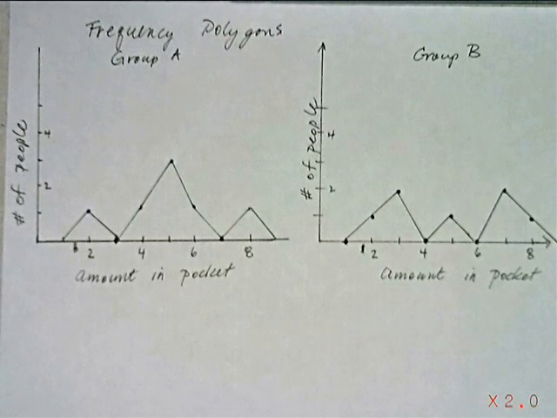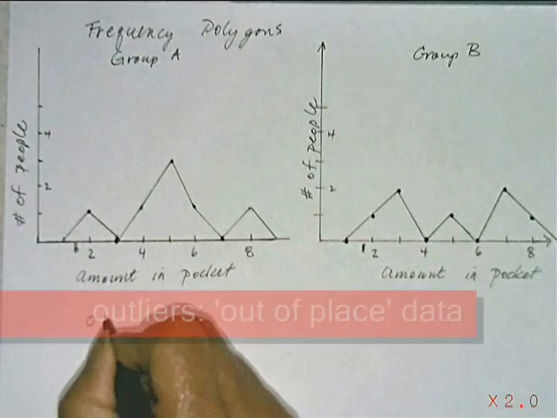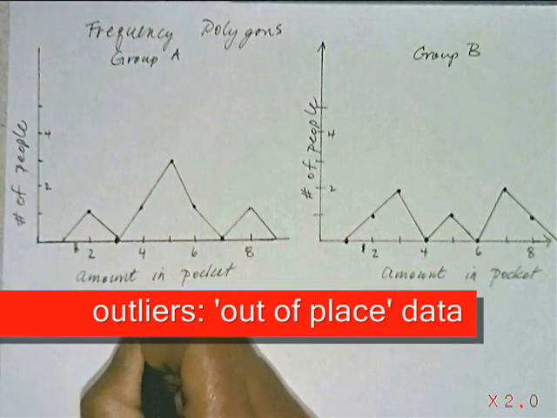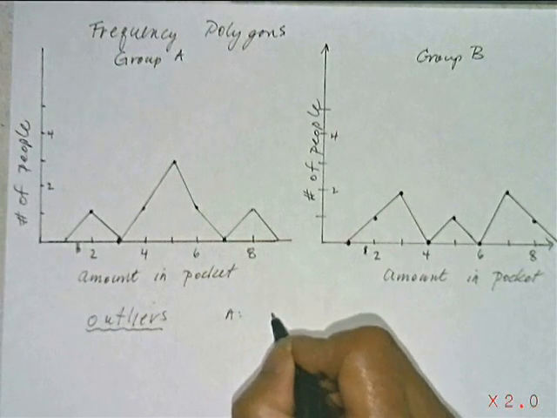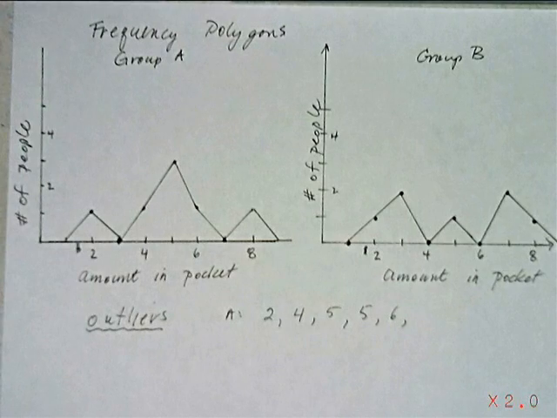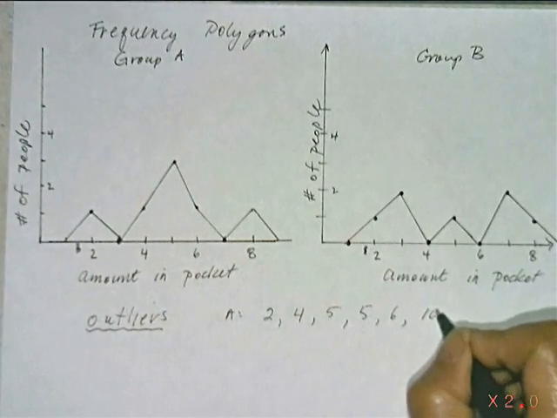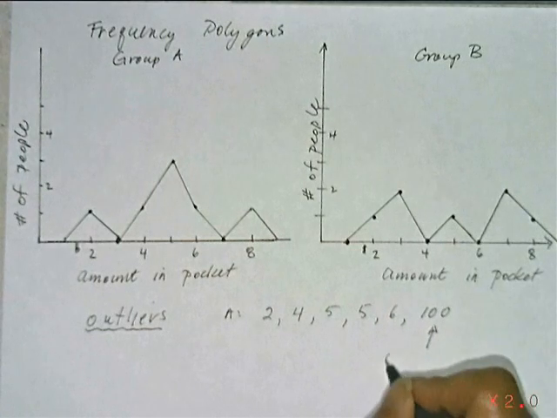One other thing we should talk about is outliers. I'm just going to give you an extreme example of an outlier. Suppose in group A, we had the same distribution except for one person. And that day, that student, for some particular reason, had brought $100 to class. This would be called the outlier.